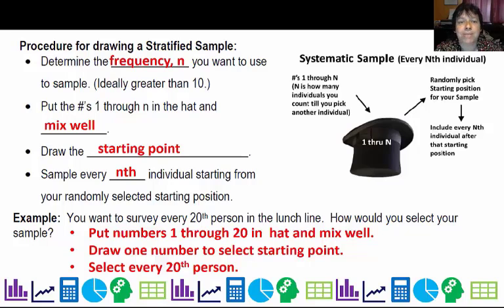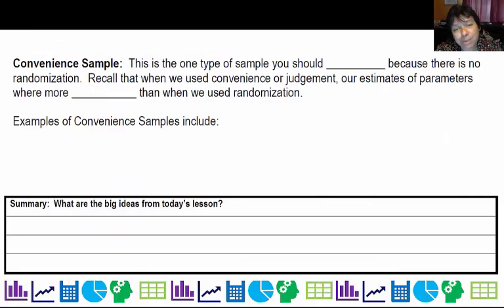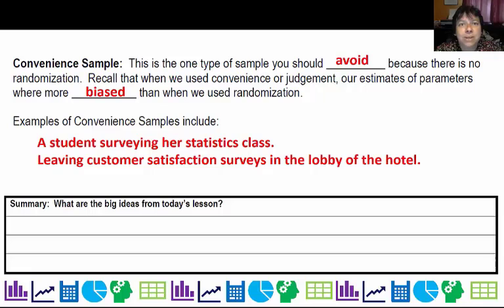Now, there is a sampling method that is used the most, which shouldn't be used the most. In fact, this is the one type of sample you should avoid because there is no randomization. If you recall from our previous lesson, when we used convenience or judgment, our estimates of our parameters were actually more biased than when we used randomization. So what does it mean when you do a convenience sample? It's like, oh, let me just go ask these people. Or let's say I give you an assignment to do a survey and you say, well, I'll just ask the people in my statistics class. Convenience samples are convenient, and if you don't feel like working hard, you tend to do them. Unfortunately, you're usually wasting your time.